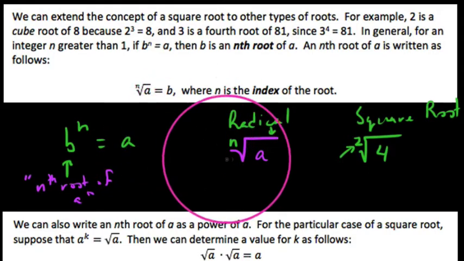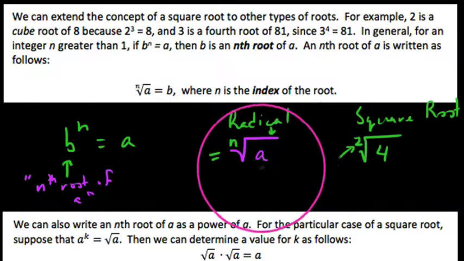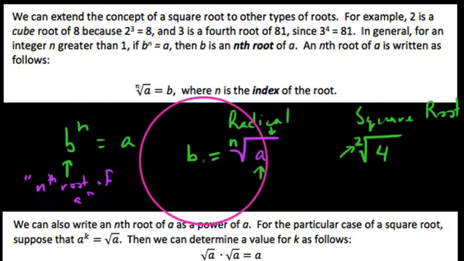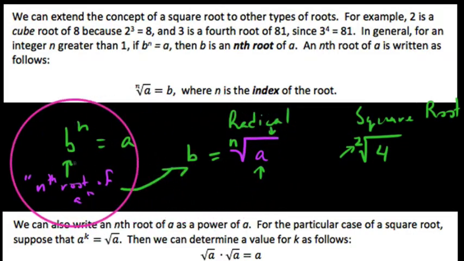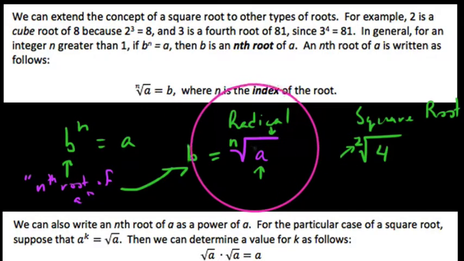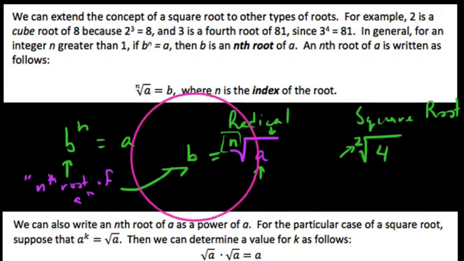But what we're really asking is this: what number could I have taken to the nth power to get this thing on the inside here, to get this for an answer? And we say that the answer would be b. So in other words, b is the nth root of a because we're asking what could I have taken to the power of n here to get a for an answer, and b would be our solution here.